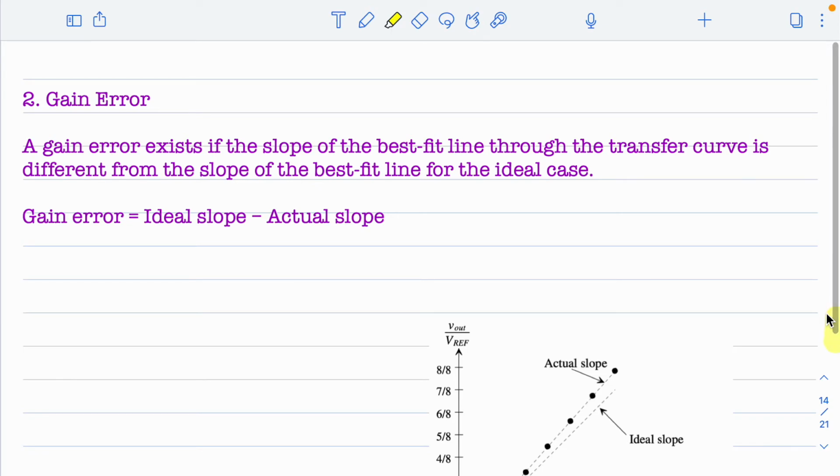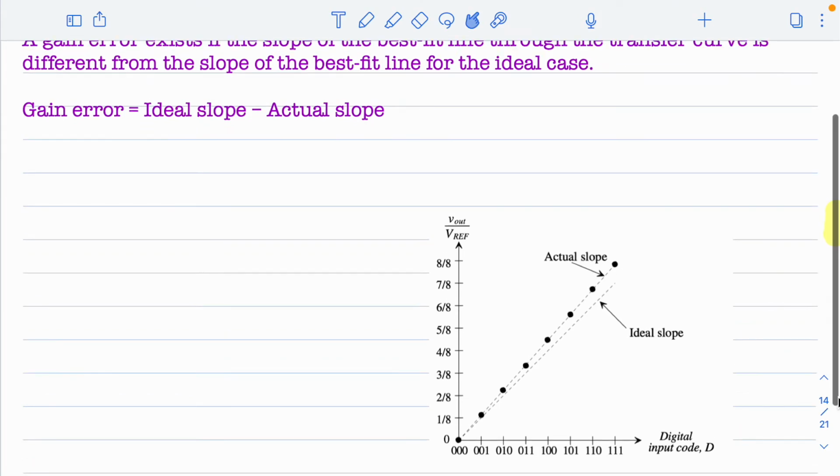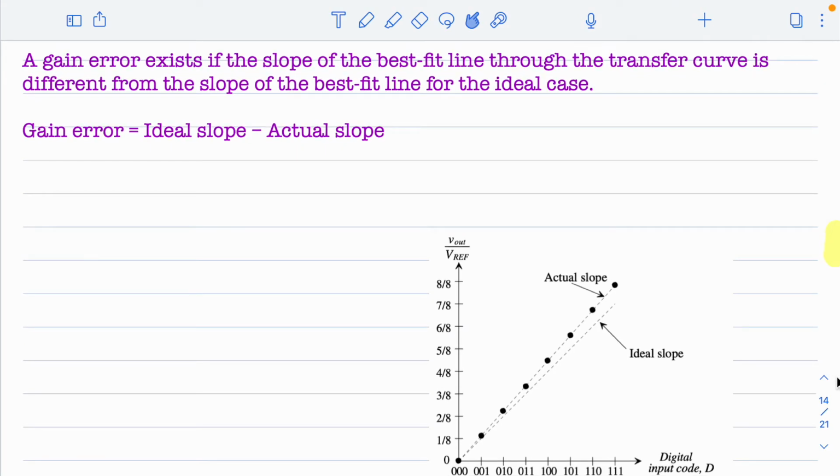So gain error, maybe we can refer to this. By looking at the transfer curve of a DAC, we can say that a gain error exists if the slope of the best fit line through the transfer curve is different from the slope of the best fit line for the ideal case, right? You can see that I have drawn an ideal slope here. Now from that ideal slope, if there is a shift in the actual slope, we can say that there is a gain error. When you draw input versus output, the slope of this line will be gain, right? Now if the slope changes, we can say that the gain also changes, right?